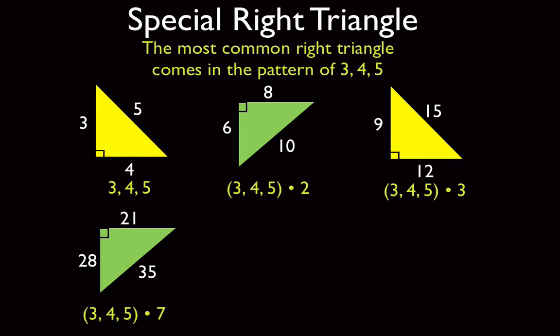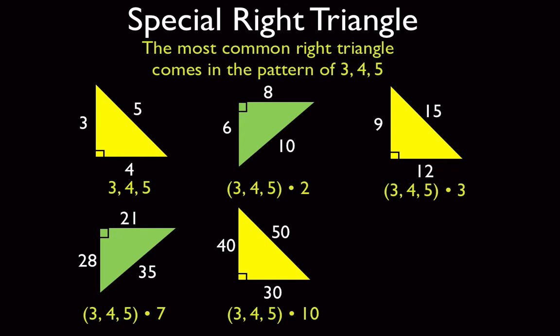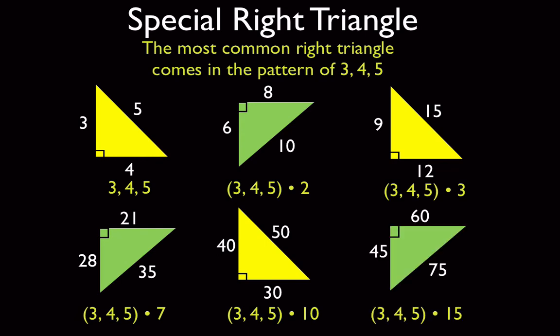Okay, next, here we have it multiplied by 7. Multiplied by 10, and multiplied by 15. So if you're confused in the notes, what I was looking for you to do is basically draw an example of 3, 4, 5 and list some other ones on the side that would work, or draw small pictures to match up.